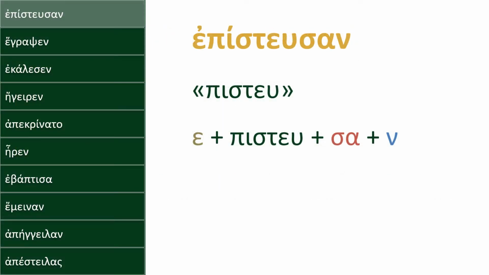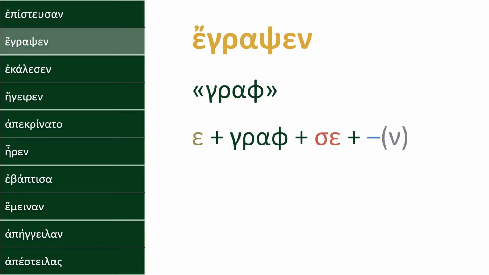Episteusan, aorist active indicative, 3 plural from pisteuo. It means they believed. The root is pisteu. The formation is from the augment epsilon plus the tense stem pisteu plus the aorist tense formative sa and the 3 plural ending is n. Episteusan.